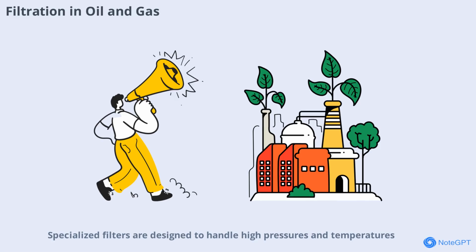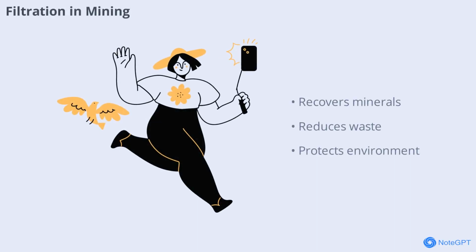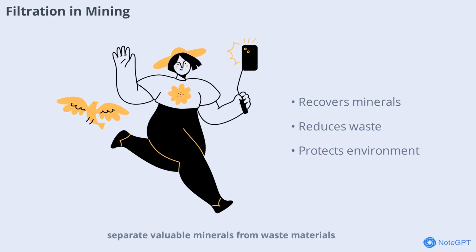Specialized filters are designed to handle high pressures and temperatures, making them suitable for challenging industrial environments. Mining operations use filtration to separate valuable minerals from waste materials. After ores are crushed and mixed with water, filtration helps recover the desired minerals while discarding the rest. This process is vital for efficient resource extraction and environmental protection.